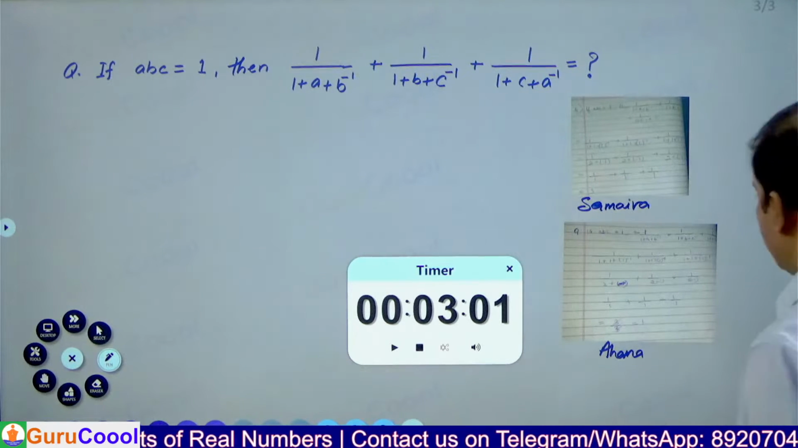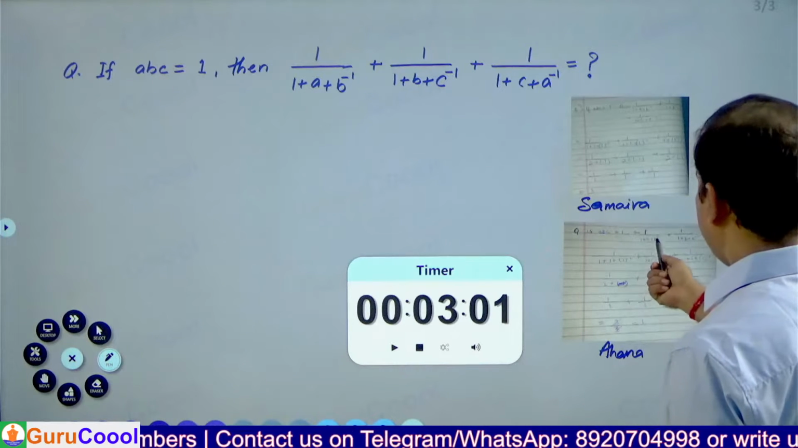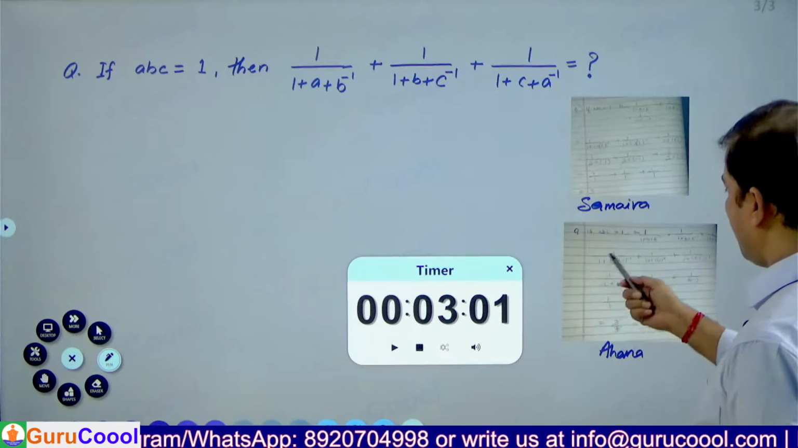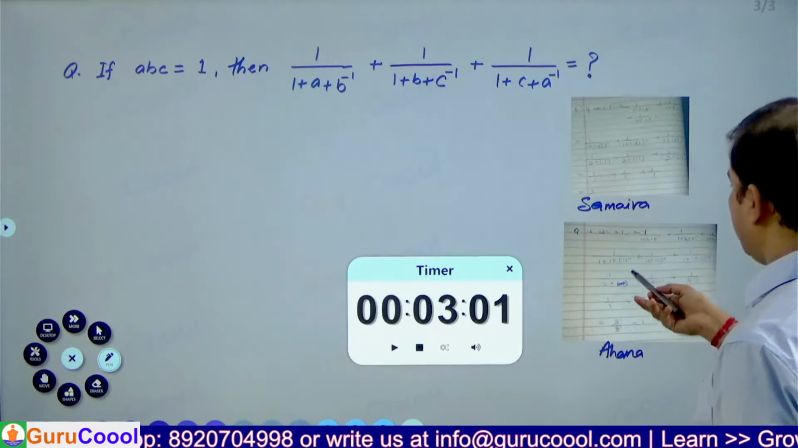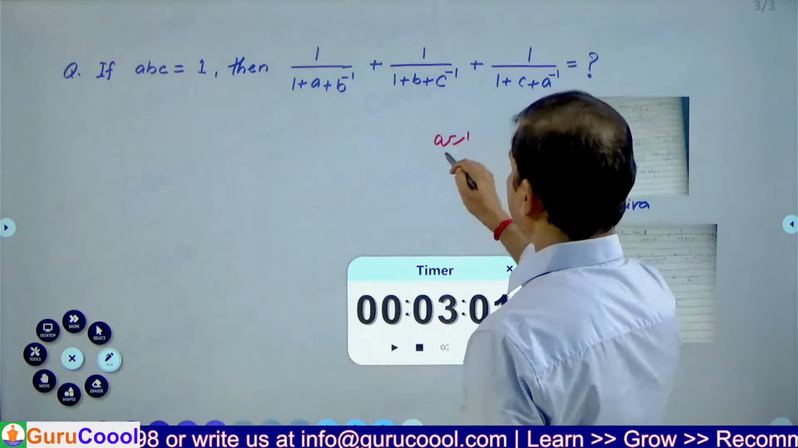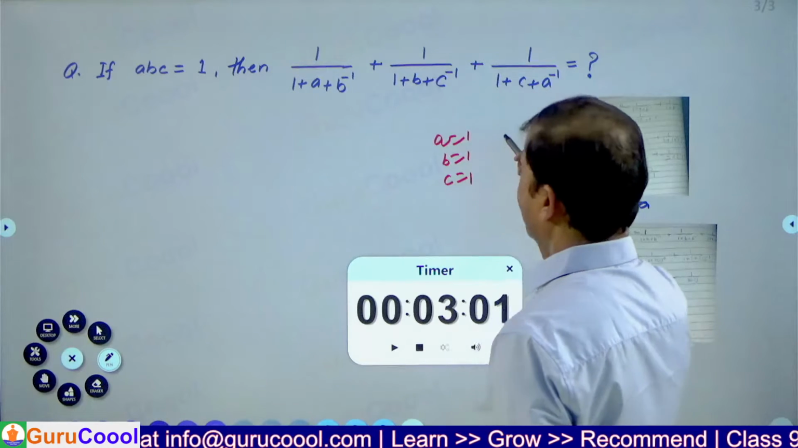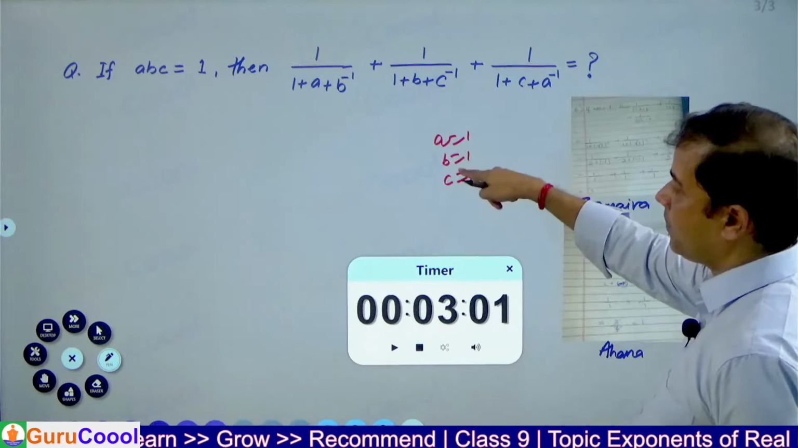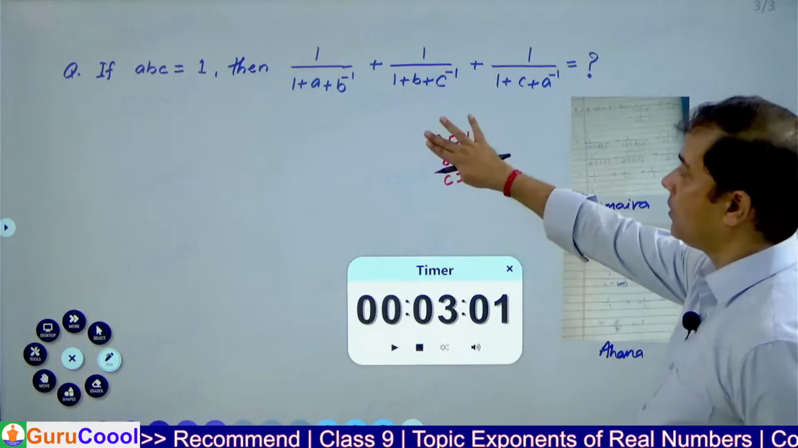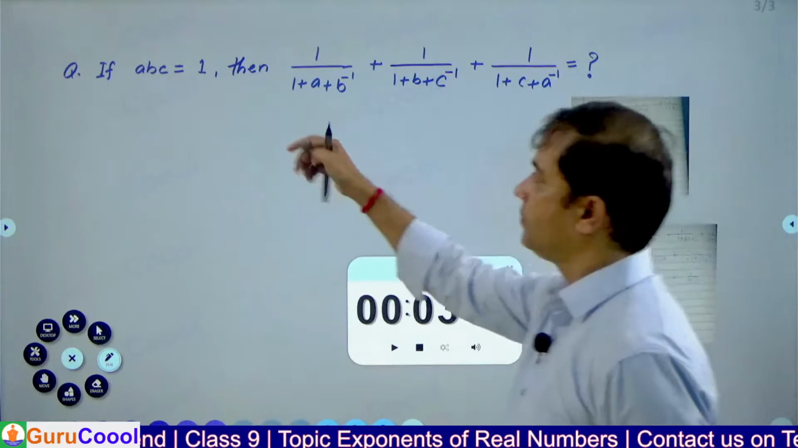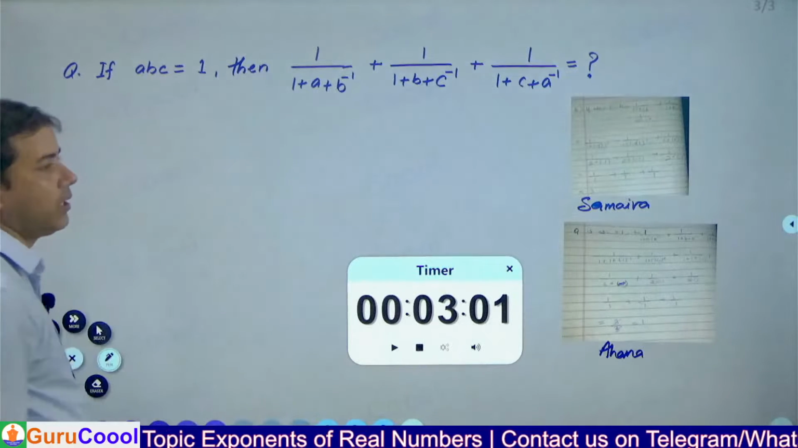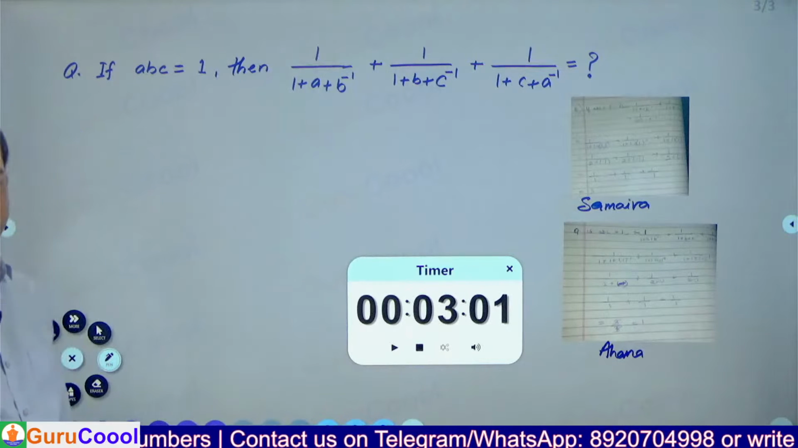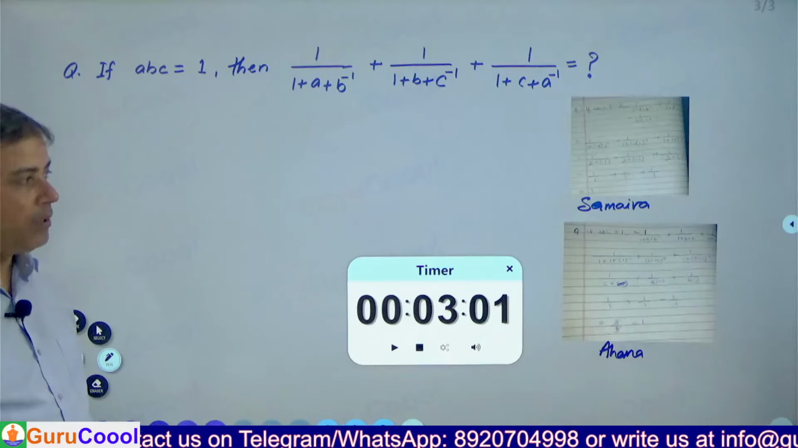What did you do? 1 plus a plus b raised to the power 1. You wrote 1 for everything, for a, for b raised to the power minus 1. So you think a is equal to 1, b is equal to 1, c is equal to 1, right? You have used this, right? Yes. But this is not given. It's abc equals 1. The product of 3 is 1. Their separate values are not given. How did you guess the separate values of abc?